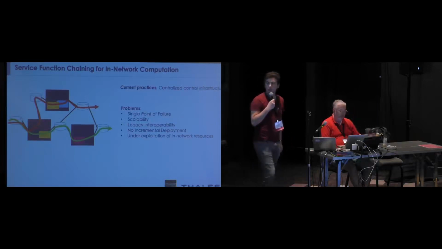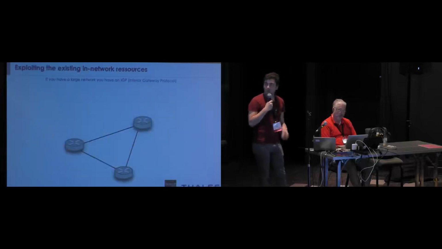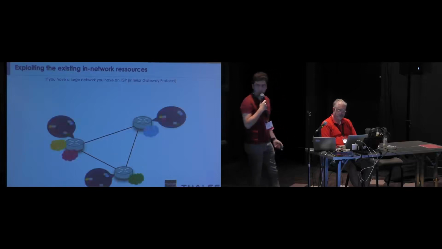For instance, the service function chaining problem is mainly a routing problem because you have to route traffic through a set of waypoints before reaching the destination. So what we propose is to augment classical interior gateway protocols and make them function aware in order to build service function paths. I will quickly remind how interior gateway protocols function. You have gateways which are connecting to networks, sharing information, and building a network view, and based on that, they will compute routing tables.